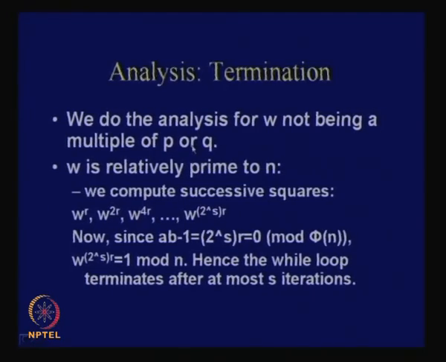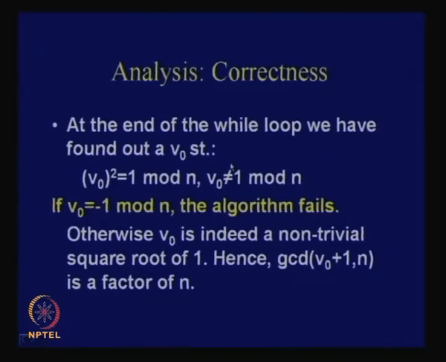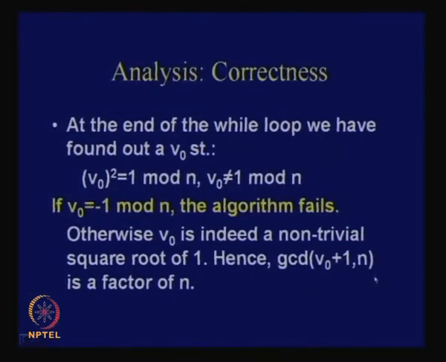So, we have discussed that it will terminate. The other important thing is about the correctness. So, whether this algorithm is correct or not. At the end of the while loop, what do you have? You have got two things. First, V0 square, we have understood why it works, because if V0 square is equal to 1 modulo n, that is, at some point you get that, and you also ensure that V0 is neither plus 1 nor minus 1, then by what we discussed previously about factorization, we know that n can be factored by computing the GCD of V0 plus 1 and n. So, indeed the GCD of V0 plus 1 comma n will give you a factor of n.